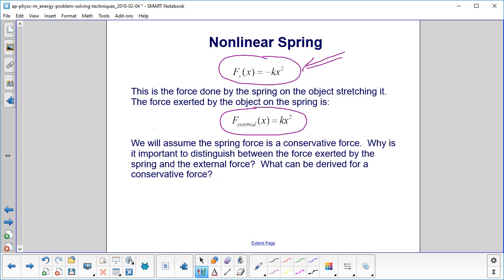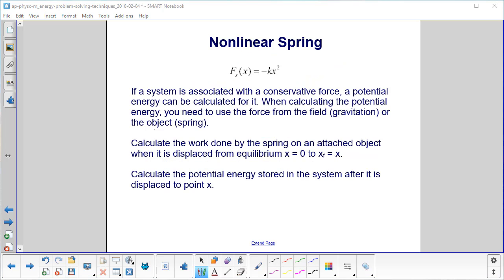This is the expression we'll use for calculating the potential energy of the spring. We're going to assume the spring force is a conservative force. And why is it important to make this distinguishing fact between the force exerted by the spring and the external force? What can be derived for a conservative force, which is this guy right here? And if it sounds like I'm being repetitive, I am, just to make sure you get this point. If a system is associated with a conservative force, you can derive a potential energy for it.